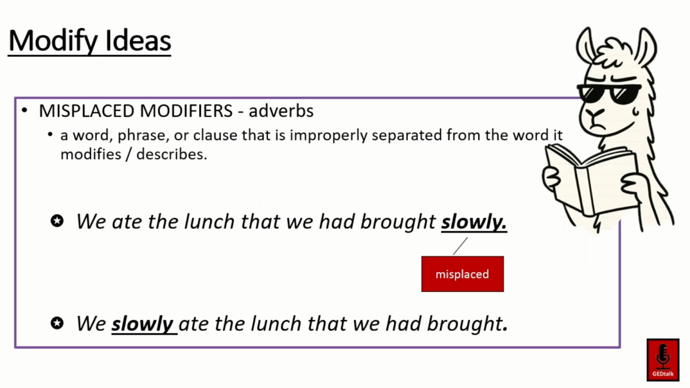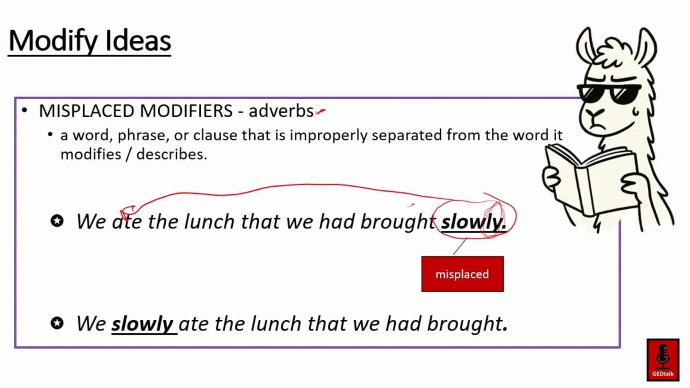So let's look at an example of a misplaced modifier when that misplaced modifier is an adverb. And remember, folks, adverbs are describing the verb. We've looked at a few examples already of adjectives being misplaced, but this one is talking about adverbs. So let's look at the example. We ate the lunch that we had brought slowly. Slowly is going to be my adverb. And remember, folks, if you're like, how do I know it's an adverb? Adverbs have a tendency to end in ly. So what is this adverb slowly describing? Is it how they brought their lunch, or is it meant to describe how they ate their lunch?